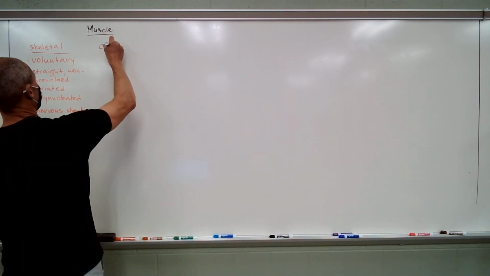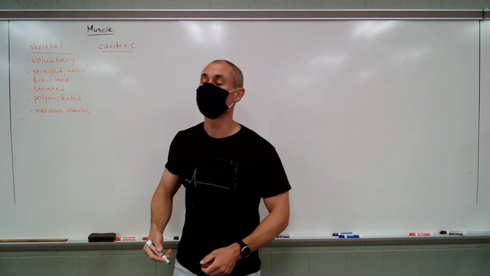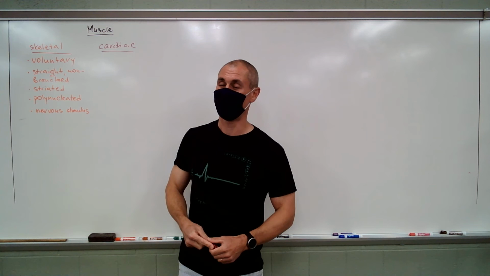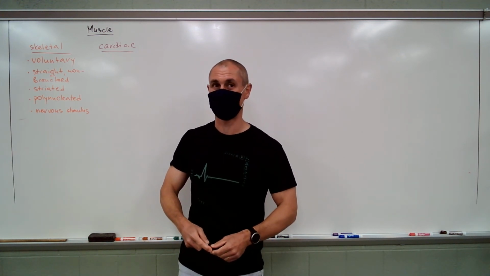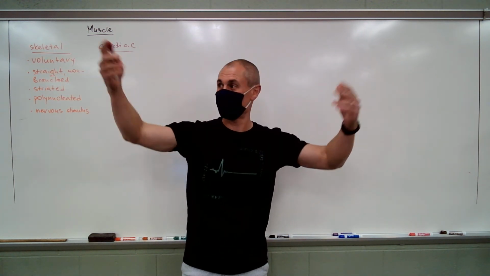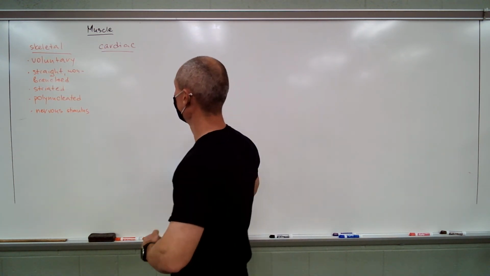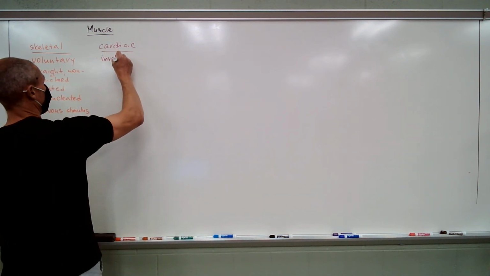Cardiac. Speaking of skeletal, do I need to explain where it can be found? Or can you just look at all those beautiful models and figure it out? That's skeletal muscle. Cardiac is involuntary, found only in the heart.